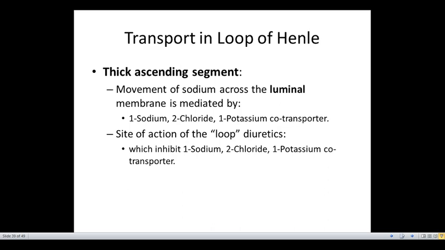In the thick ascending segment, the movement of sodium across the luminal membrane, the apical side of the membrane, is mediated by 1 sodium 2 chloride, 1 potassium co-transporter. And thick ascending segment is also the site of action of the loop diuretic drugs, which inhibit this transporter protein called 1 sodium 2 chloride 1 potassium co-transporter.